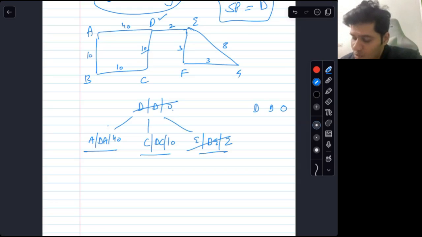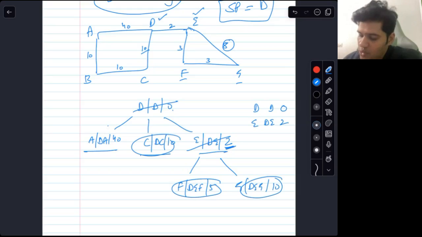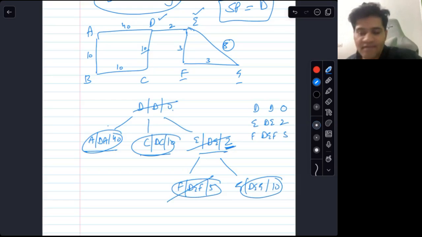E. Remove, mark, work. E, DE 2. Neighbors of E are D, F and G. So D is done, F and G would be added. The path would be DEF and DEG. The cost would be 2 plus EF is 3, so 5. The cost would be old 2 and EG is 8, so 2 plus 8, 10. So now which one do you think we would remove? F would be removed. F, DEF at 5.